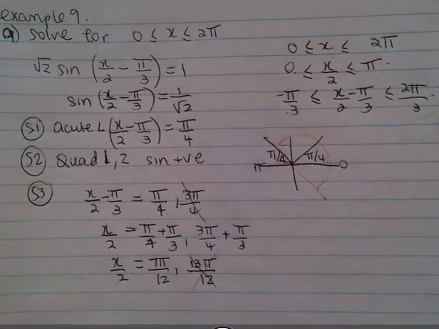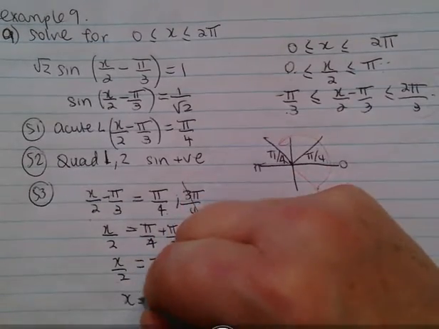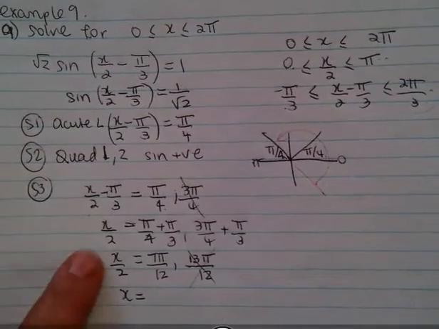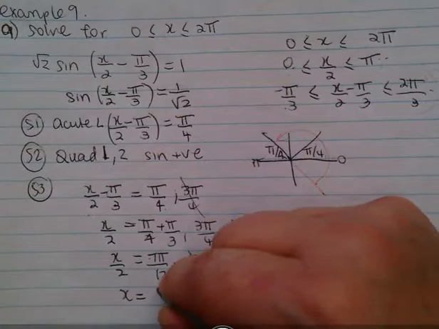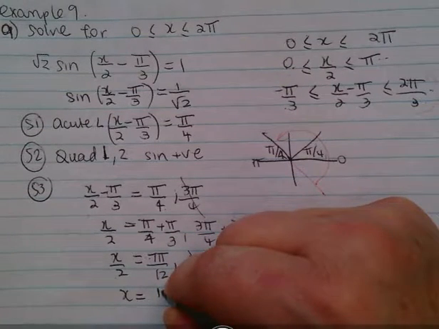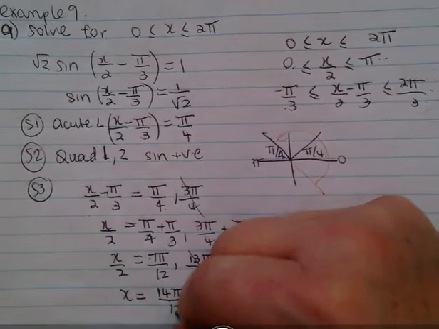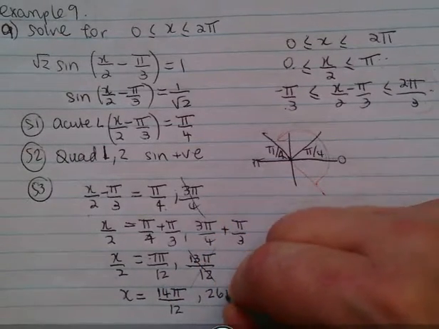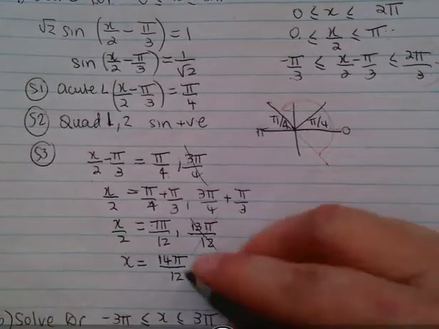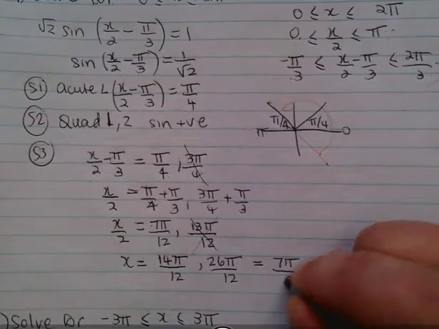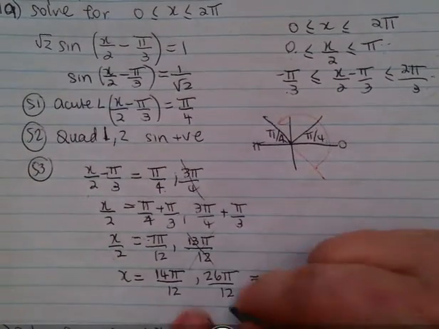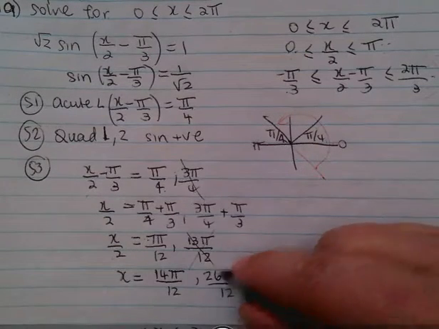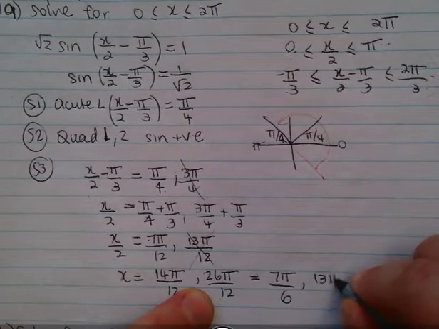But let's say you still didn't see it. So now, to work out x, you need to multiply through by 2. So multiplying by 2, you get 14 pi on 12. And if you multiply this by 2, you get 26 pi on 12. Now if I simplify those, 14 on 12, that's 7 pi on 6. Yes, that is definitely between 0 and 2 pi. It's 1 and 1/6. But this one, if I simplify that, I get 13 pi on 6.